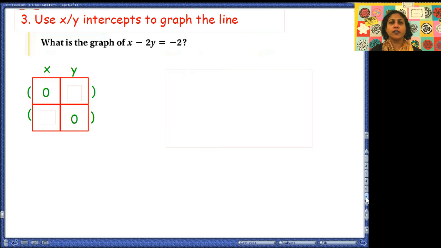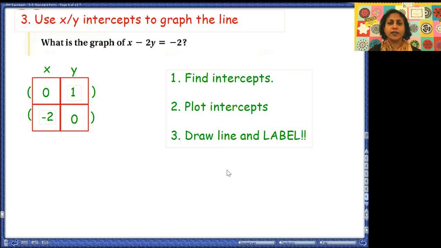So moving on, let's use the x and y intercepts to graph the line. Your given equation is x minus 2y is equal to -2. You're going to substitute 0 for x, and that will give you 1, and 0 for y, and that will give you -2. You want to find the intercepts, plot the intercepts, draw the line, and label. And you do know how to do all of these things already. So we're going to move on.